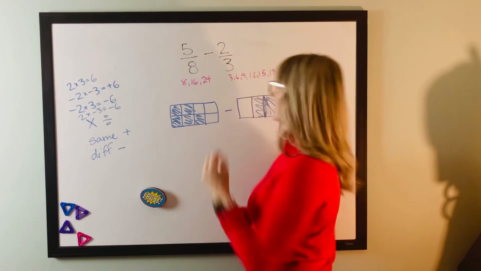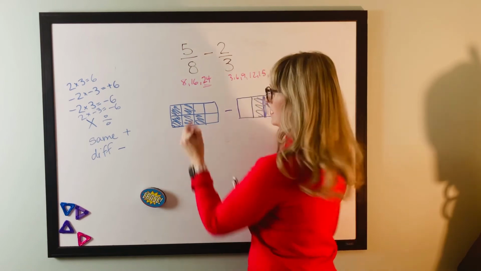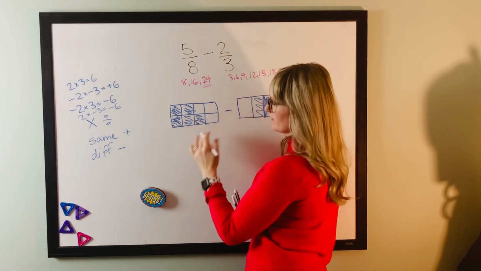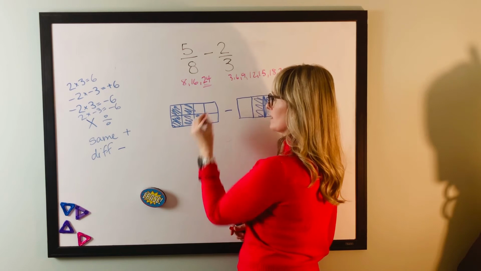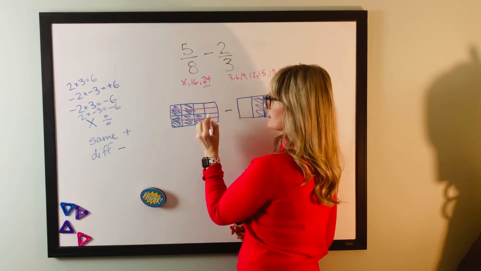We're going to have to make it turn into 24. That is the smallest common multiple. Okay, so 24. Well, right now I have 8. So I have to make this into 24 pieces. Let's see if that worked.